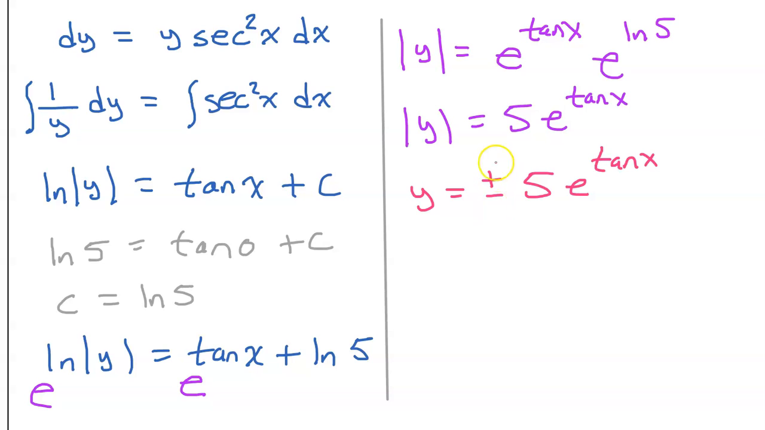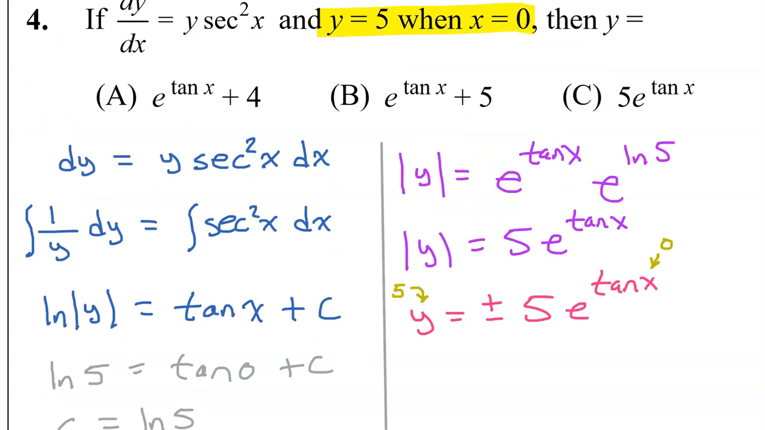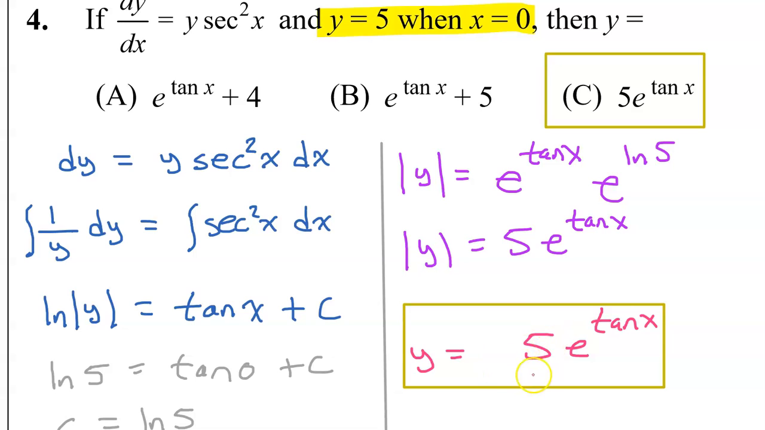However, only one of these is the correct answer. We can use the initial conditions to figure out whether the solution should be plus or minus. When x is 0, y should be positive 5. This part of the expression is always positive because e to the something is always positive. So if the result is to be a positive 5, that will only happen with the plus version of the solution. So this is the correct answer, and the answer is C.